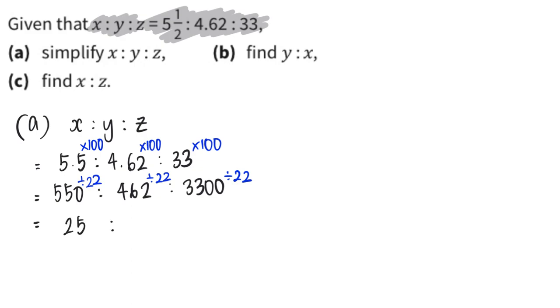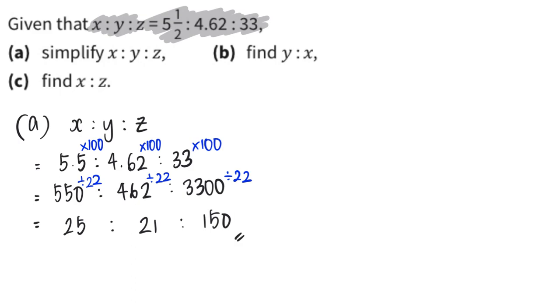25 is to 21 is to 150, and at this point I realize this would be the simplest form, because for 25 the only factor is 5, and 21 cannot divide by 5.